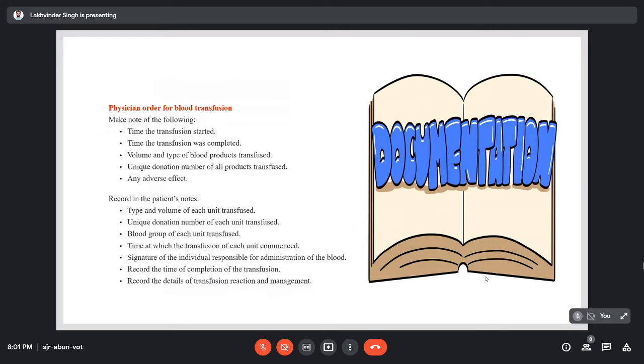Then when you start the transfusion, you have to write at what time the transfusion was started, the time it got completed, the volume and type of blood component you have transfused, the unique donation number of the blood, like the blood donor number, and any adverse effect the patient had. You have to record in the patient notes the type and volume again, the unique donation number of each unit transfused, and the blood group, because it becomes a historical blood group, the time, the signature of the person who administered the blood, and record the time of completion in the patient file.